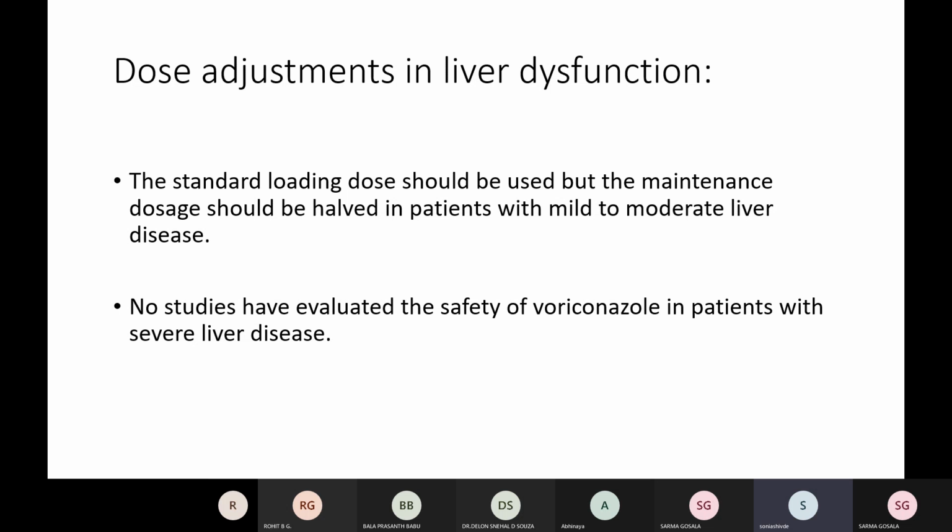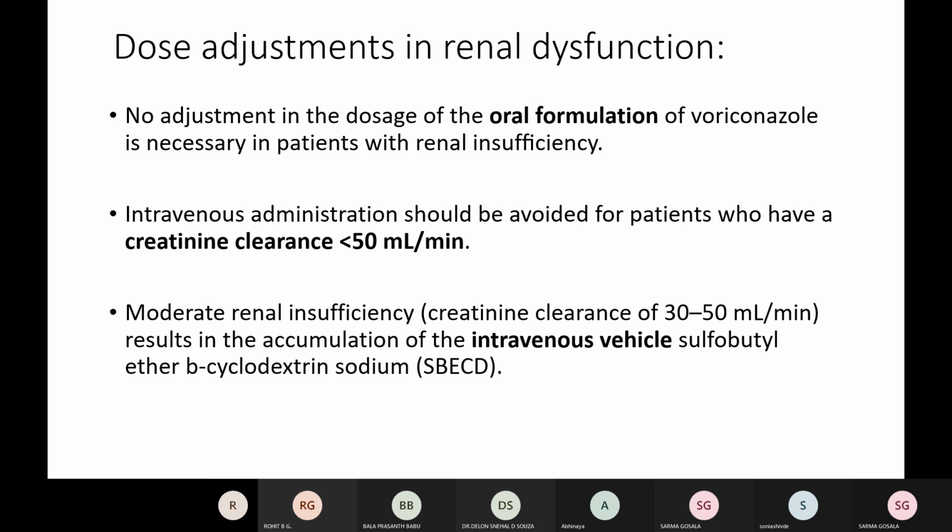Coming to dose adjustments in liver function, the standard loading dose should be used, but the maintenance dosage should be halved in patients with mild to moderate liver disease, that is in Child-Pugh classification A and B. No studies have evaluated the safety of voriconazole in patients with severe liver disease, and ideally the drug should be avoided. Dose adjustments in renal dysfunction.